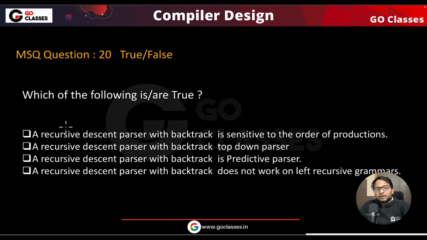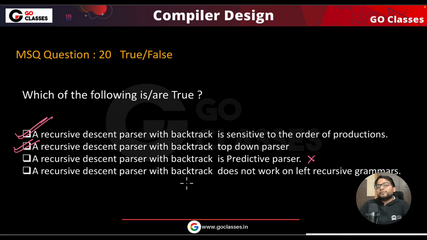So what they are saying is, which of the following is or are true? A recursive descent parser is sensitive to order of productions. What do you think? Is it sensitive to order of productions? The answer is yes. It is true. A recursive descent parser with backtrack is a top-down parser. Yes, it is a top-down parser. Is this a predictive parser?